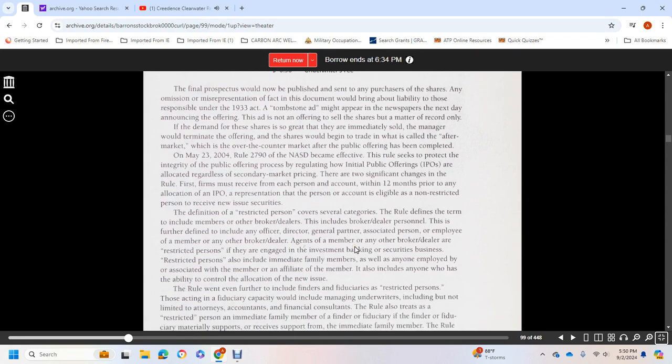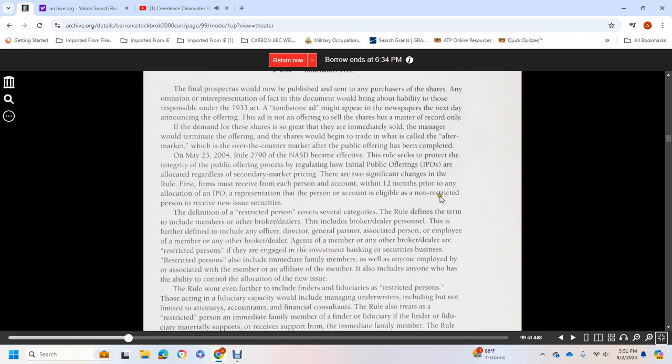On May 23, 2004, Rule 2790 of the National Association of Securities Dealers became effective. The rule seeks to protect the integrity of the public offering process by regulating how initial public offerings are allocated, regardless of second market pricing. There are two significant changes within the rule. First, firms must obtain a representation for each personal account within 12 months prior to any allocation of the IPO.